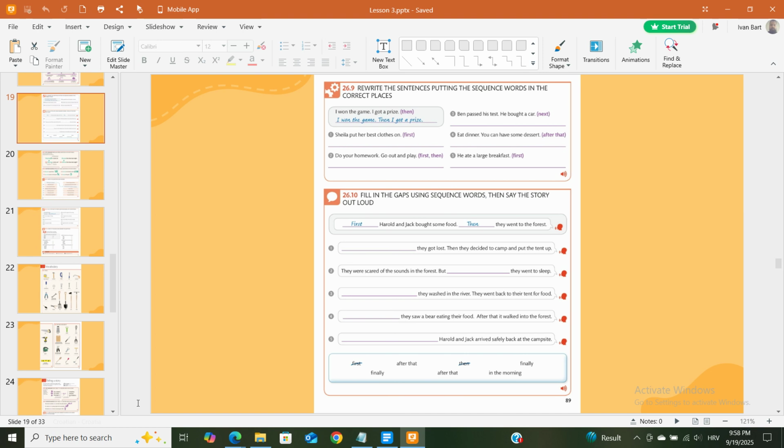26.10 Fill in the gaps using sequence words, then say the story out loud. First, Harold and Jack bought some food. Then they went to the forest. They got lost. Then they decided to camp and put the tent up. They were scared of the sounds in the forest. But they went to sleep. They washed in the river. They went back to their tent for food. They saw a bear eating their food. After that it walked into the forest. Harold and Jack arrived safely back at the campsite. First. After that.